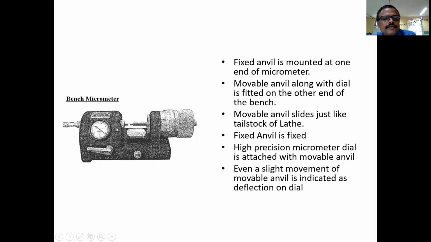So during measurement, it gives you high precision measurements. How? The micrometer dial is here with the movable anvil. Even a slight movement of the anvil is indicated on this dial as a deflection. So if you note down this deflection, the movement can be understood. So this is the function of the bench micrometer. Using this also, you can carry out high precision measurements.